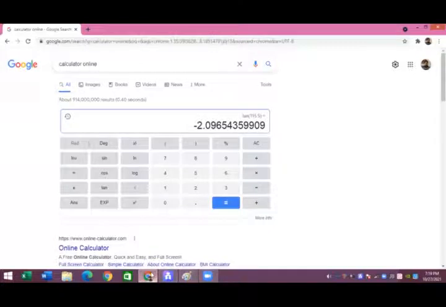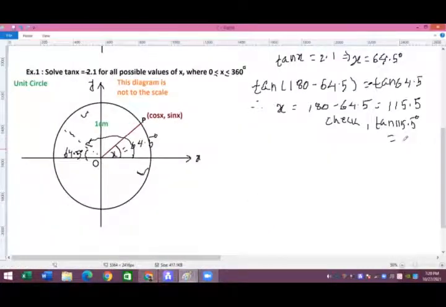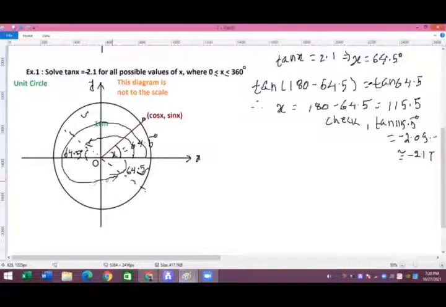So we have found this is 2.09 and a few more decimals, so this is nearly equal to minus 2.1, which is true. So therefore another value of x is also 115.5. Now you know that tan is negative in the fourth quadrant also. So in the fourth quadrant, let's take this angle as x, that is 64.5, where tan is negative, and then we calculate this angle.